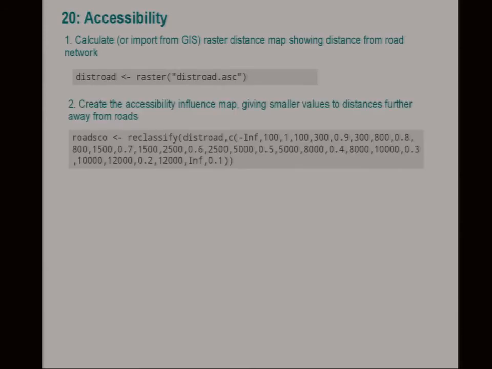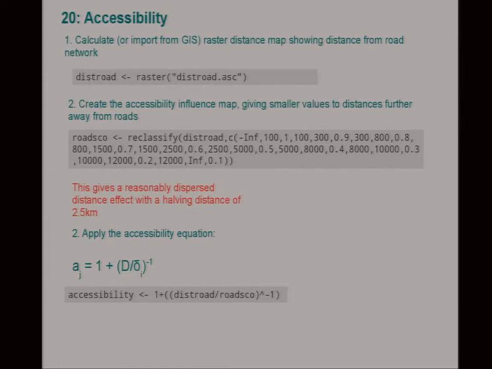Accessibility. Well, this really is very straightforward stuff. In GIS, this is just a reclassification. I suppose it's not very user-friendly, but it's not difficult either. We've got a vector there, and we're saying that everything from minus infinity to 100 is given 1, everything from 100 to 300 is 0.9, and so on. So we've got a distance decay effect falling off with a halving distance of about 2.5 kilometres. So it's half its effect at 2.5 kilometres away from a road.